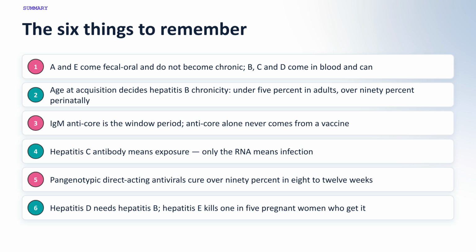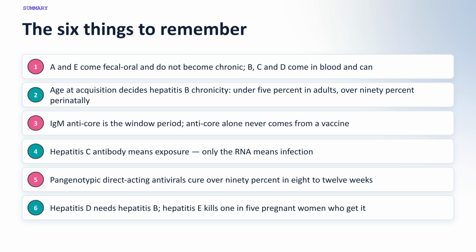6 things to carry with you. 1. A and E come fecal-oral and never become chronic in immunocompetent people. B, C, and D come in blood and can. 2. Age at acquisition decides hepatitis B chronicity. Under 5% in adults, over 90% perinatally.